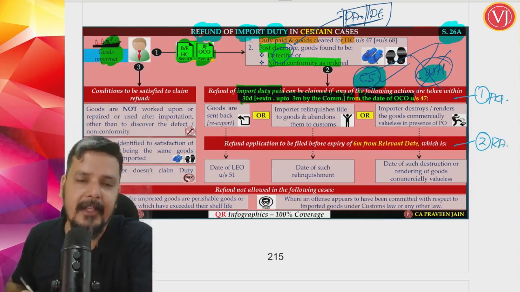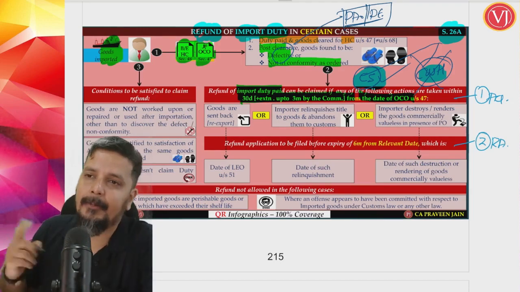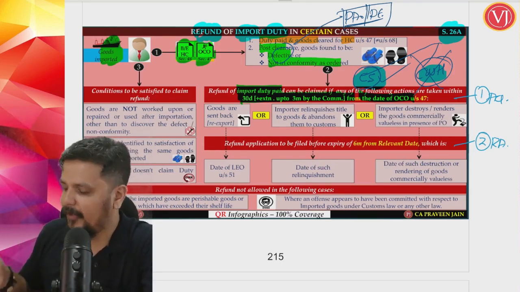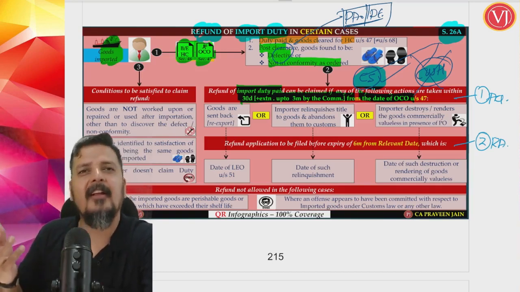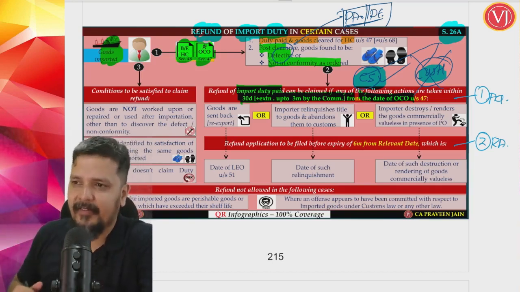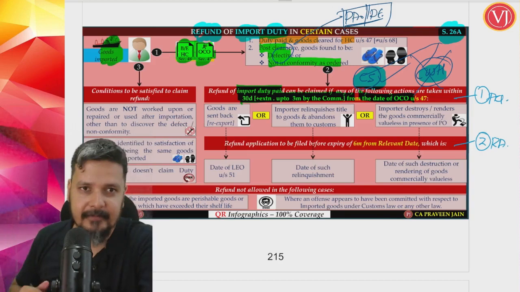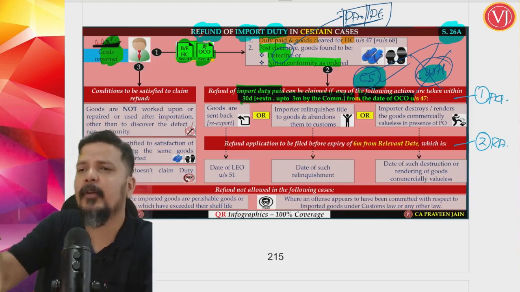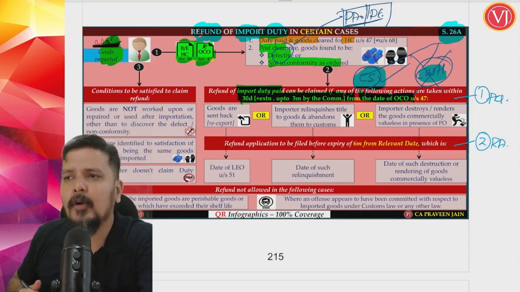What action should you take? There are 3 possible actions that you can take within 30 days plus 3 months extension. And when you make a refund application, the special refund time limit will be 6 months from the time when you took the action. Now 30 days plus 3 months will be counted from where? From the date when you cleared the goods, when you got the out of charge order.